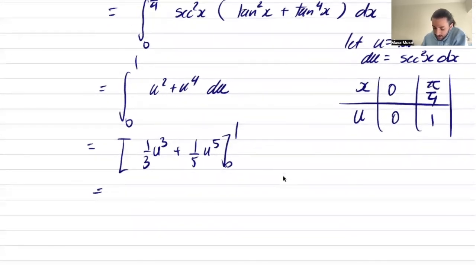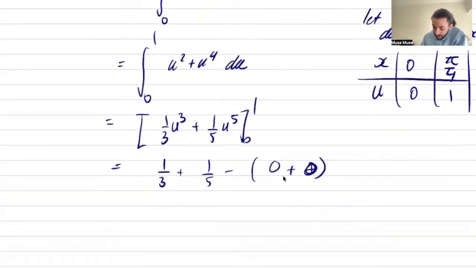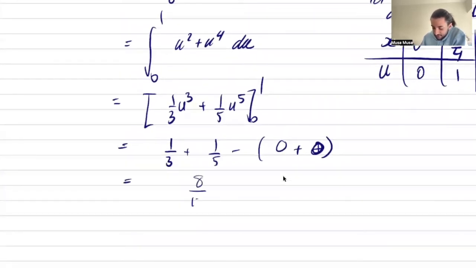And then subbing in, we get 1 over 3 plus 1 over 5 minus 0 plus 0. And this should give you 8 over 15. Perfect. Wonderful, wonderful. Okay.